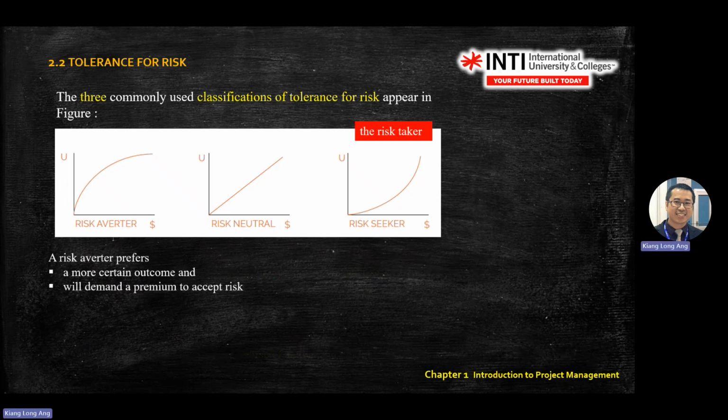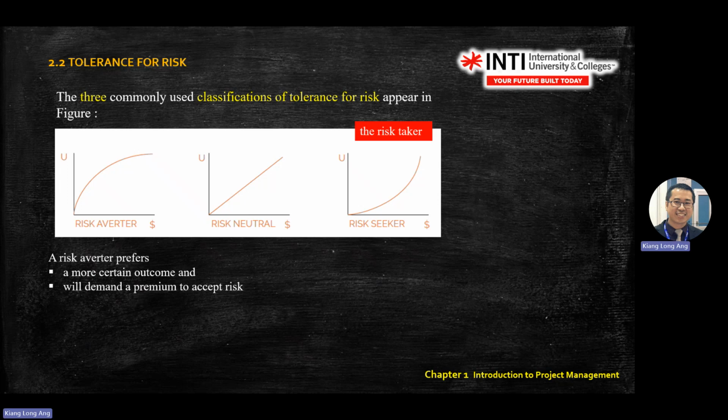Risk averter prefers a more certain outcome and will demand a premium to accept risk. So they will demand money if you want them to take risk. Very conservative kind of project manager. So when you have the first kind, sometimes your project budget is a big amount because you want to play safe.